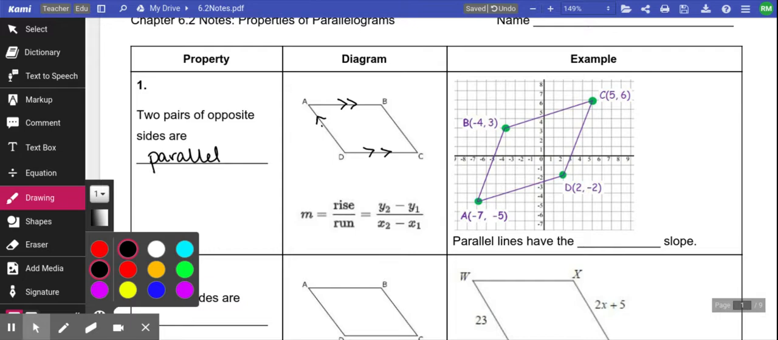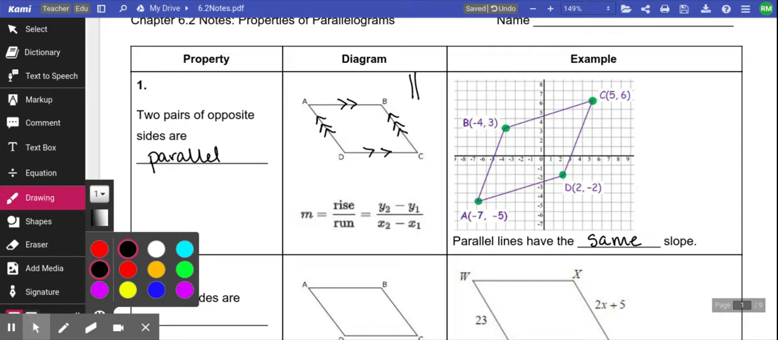And then we can also say that AD and BC are parallel to each other as well. Okay. Not always will they have the markings. Sometimes they'll use the parallel symbols to let you know. Okay. And so an example of this, remember that parallel lines have the same slope.